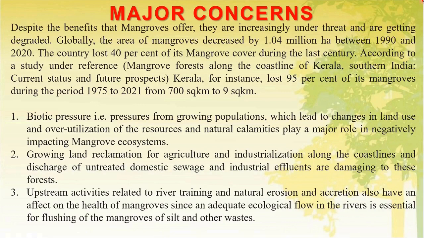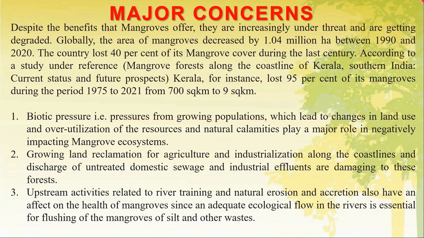What is the major concern? Despite the benefits mangroves offer, they are increasingly under threat and are getting degraded. Globally, the area of mangroves decreased by 1.04 million hectares between 1990 and 2020. That is, in these 30 years, the country, that is India, lost 40% of its mangrove cover during the last century.